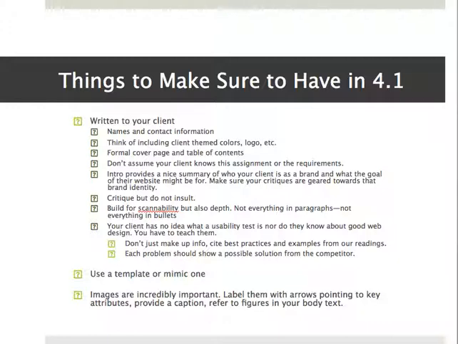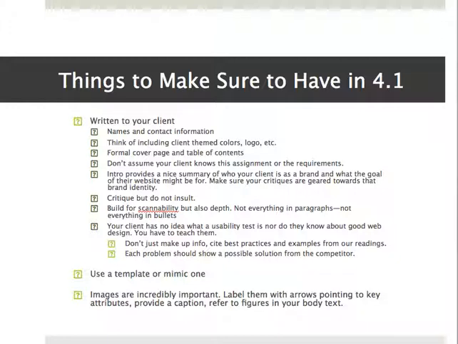All right, things to make sure you have for 4.1. You need to be writing to your client. This also means that you need to have the names and contact information of the client. You need to think of including the client theme colors, the logo, etc. in the memo, so you're really connecting with the client. You need a formal cover page and table of contents. Don't assume your client knows what this assignment is or the requirements. You need to write to the client the way that you really would. So make this as realistic as possible.